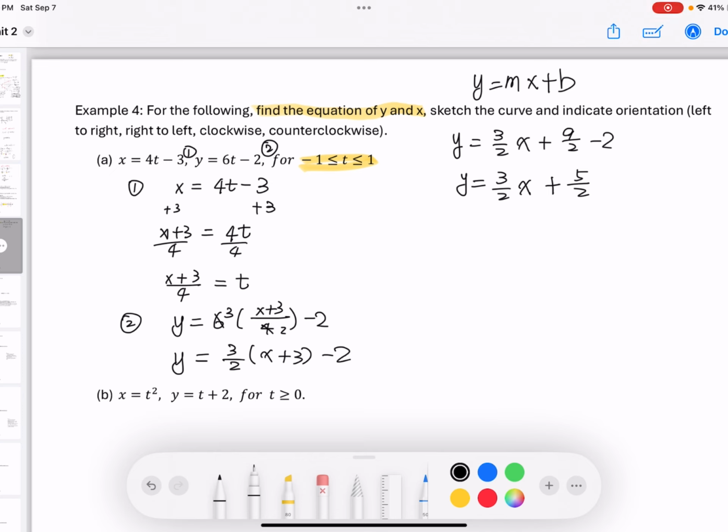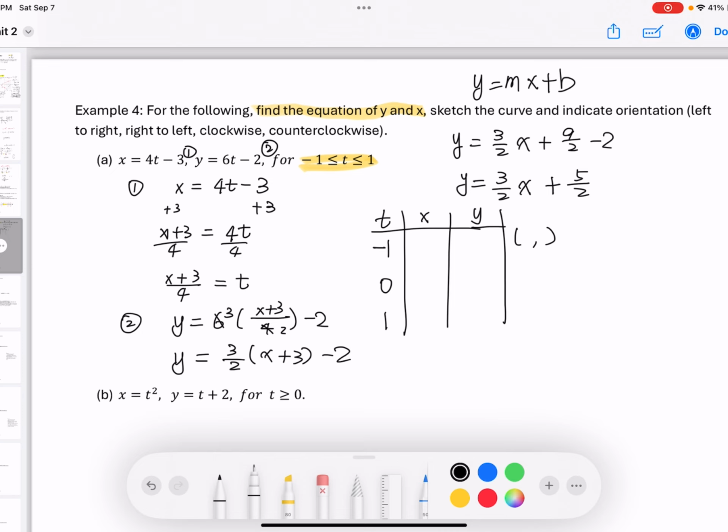Now let's make a sketch. So before we make a sketch, we should have a table. The first column of my table is t, the second column is x, and then y. I can find x, y, x, y. And finding the t's value gives us the restriction of the t. So let's start from -1. T is equal to -1, 0, and 1. You can pick other numbers like 0.5 or 1/4, but I pick the easy numbers.